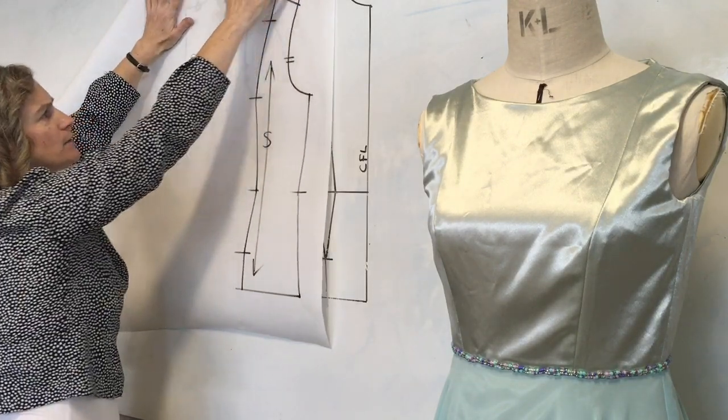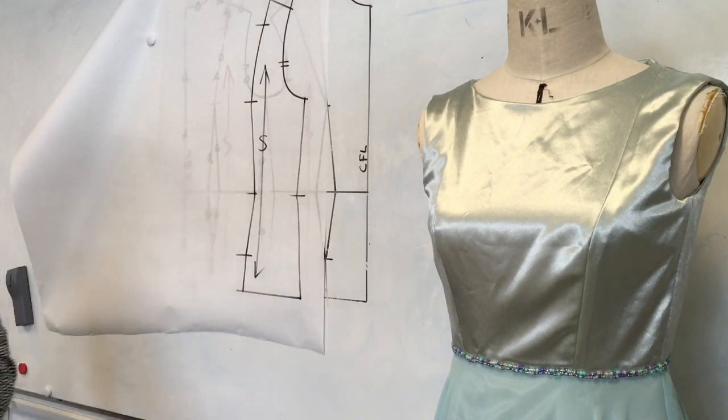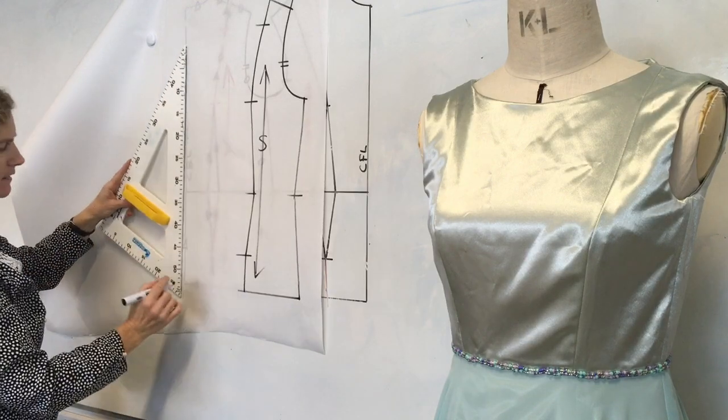I'm going to do my labeling after. I'm just going to trace. Move it over so there's plenty of space for seam allowance, and now I'm tracing the second one. This piece looks like this.